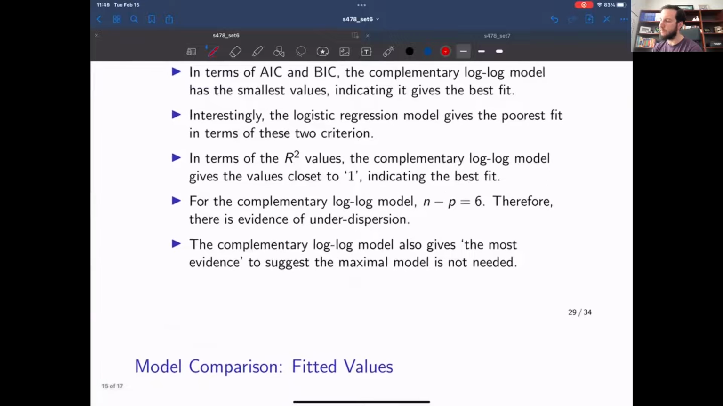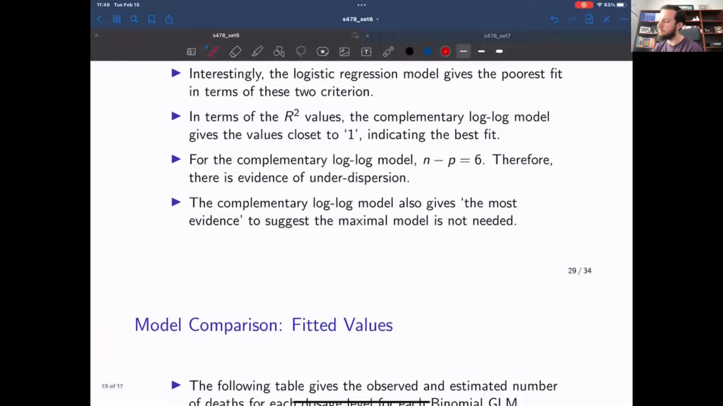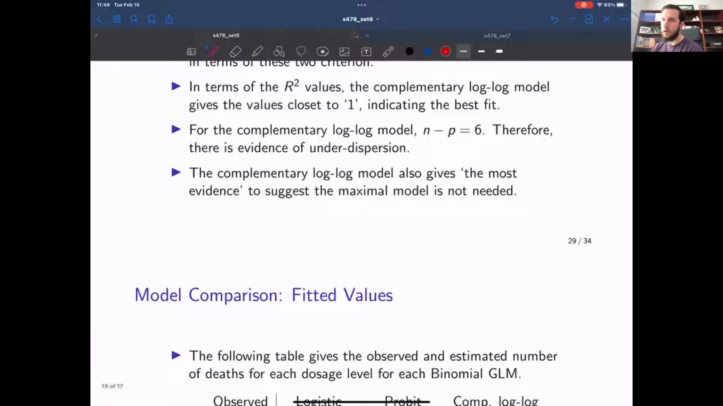Evaluating the dispersion parameter for the complementary log-log model, we could say there's evidence of under dispersion because that value is going to be less than 1. And then again, a comment on the deviance, basically saying it gives the least amount of evidence to suggest the maximum model is required because of how small the deviance is. Though the deviance, again, isn't really a model comparison tool like the other values are.